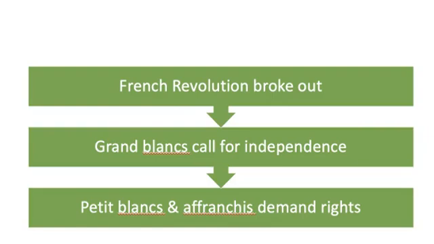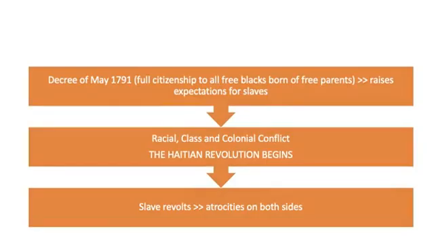And so they really want to have the same type of equality that the Grand Blancs and the Petit Blancs have. So they start to push for more rights, and this also starts to raise the expectations of slaves. So you can see that when we think about the Haitian Revolution, there are racial, class, and colonial conflicts coming into play.